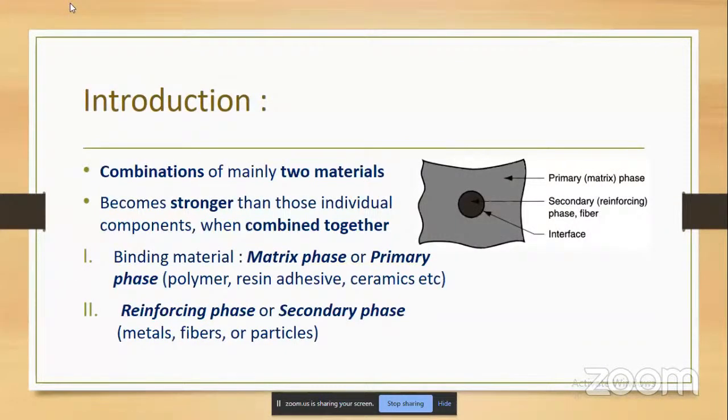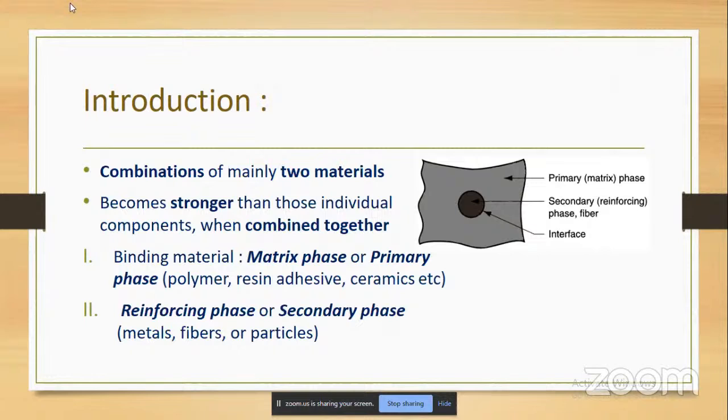So, what are composite materials? Composite materials are basically made from two or more different component materials, and they become stronger than those individual components when they come together. So, what are these materials and what is their role? There are two phases in a composite material. The first one is the matrix or primary phase, and the second one is the reinforcing agent or secondary phase.